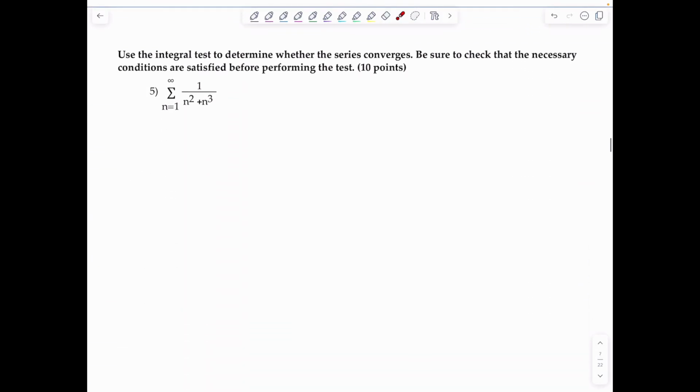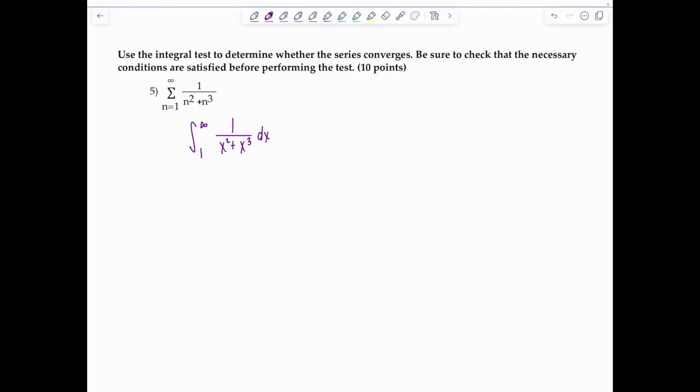Okay, next one. It's spicy, but I told them this would be on the test, so they should have been ready. Use the integral test to determine whether the series converges. Be sure to check that the necessary conditions are satisfied before performing the test. This is important. So when we do the integral test, we want to look at the integral from 1 to infinity. You just match the limits on the sum. And then you change this to a function, 1 over x squared plus x cubed dx.